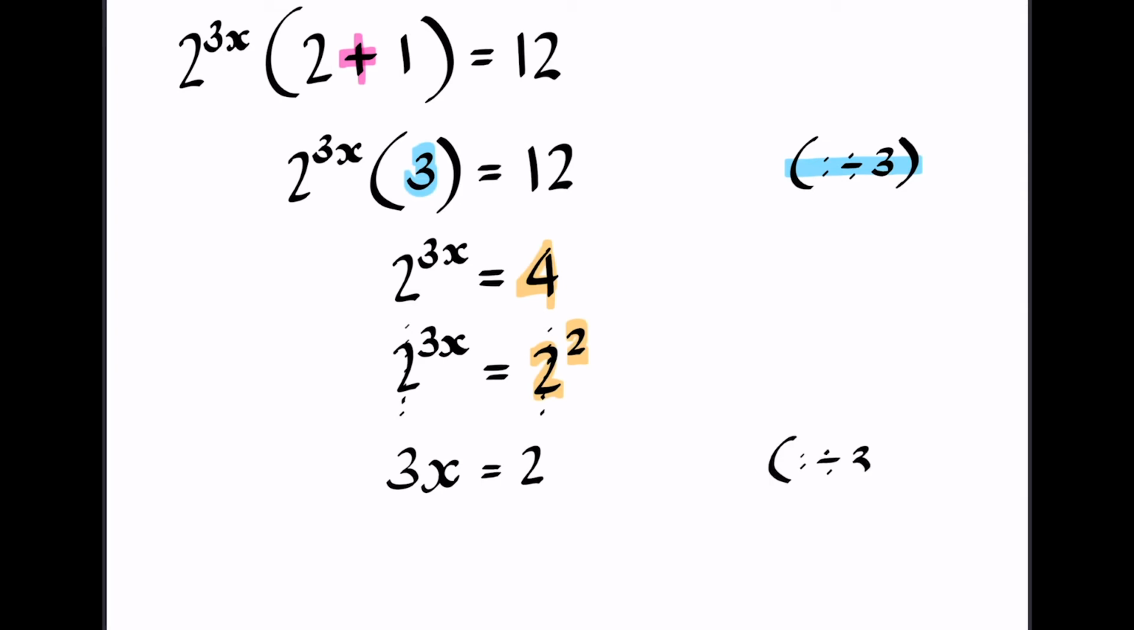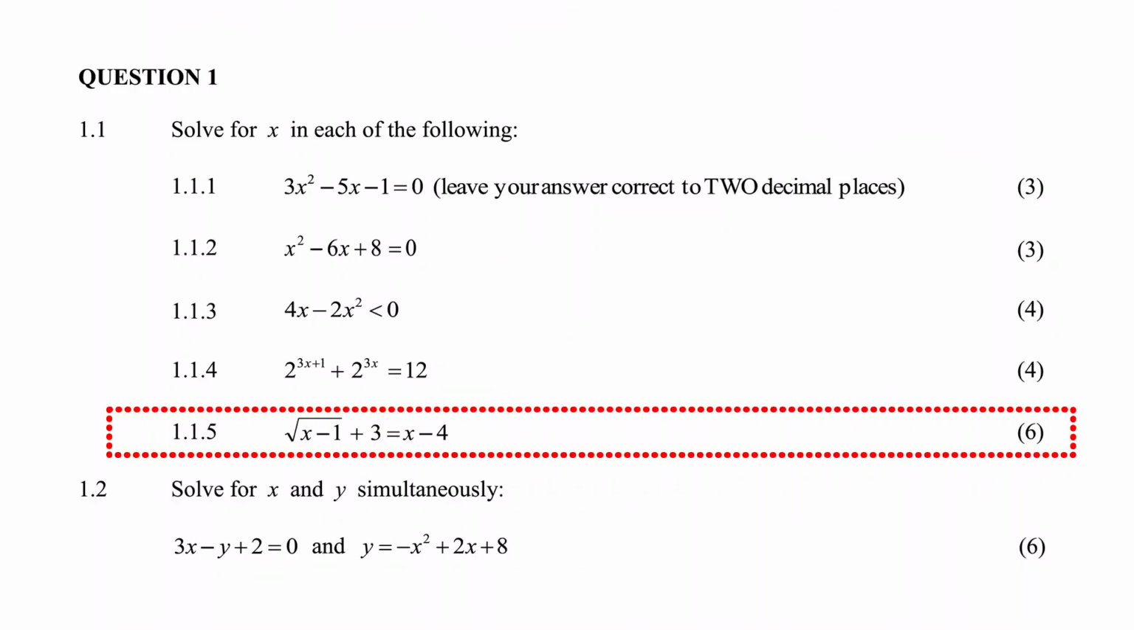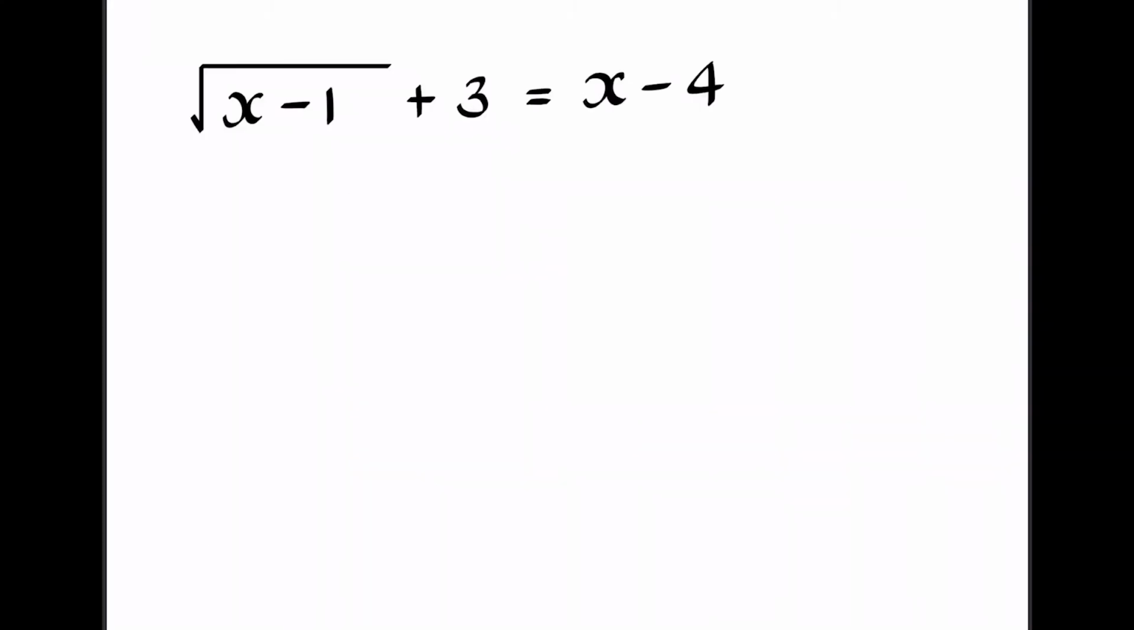Divide both sides by 3 to isolate the x. Therefore, x is equal to 2 over 3. Next question. If I have the square root of x minus 1 plus 3 equal to x minus 4. My first step with solving a surd equation is to isolate the surd. So that means get the surd all by itself on one of the sides of the equal sign.